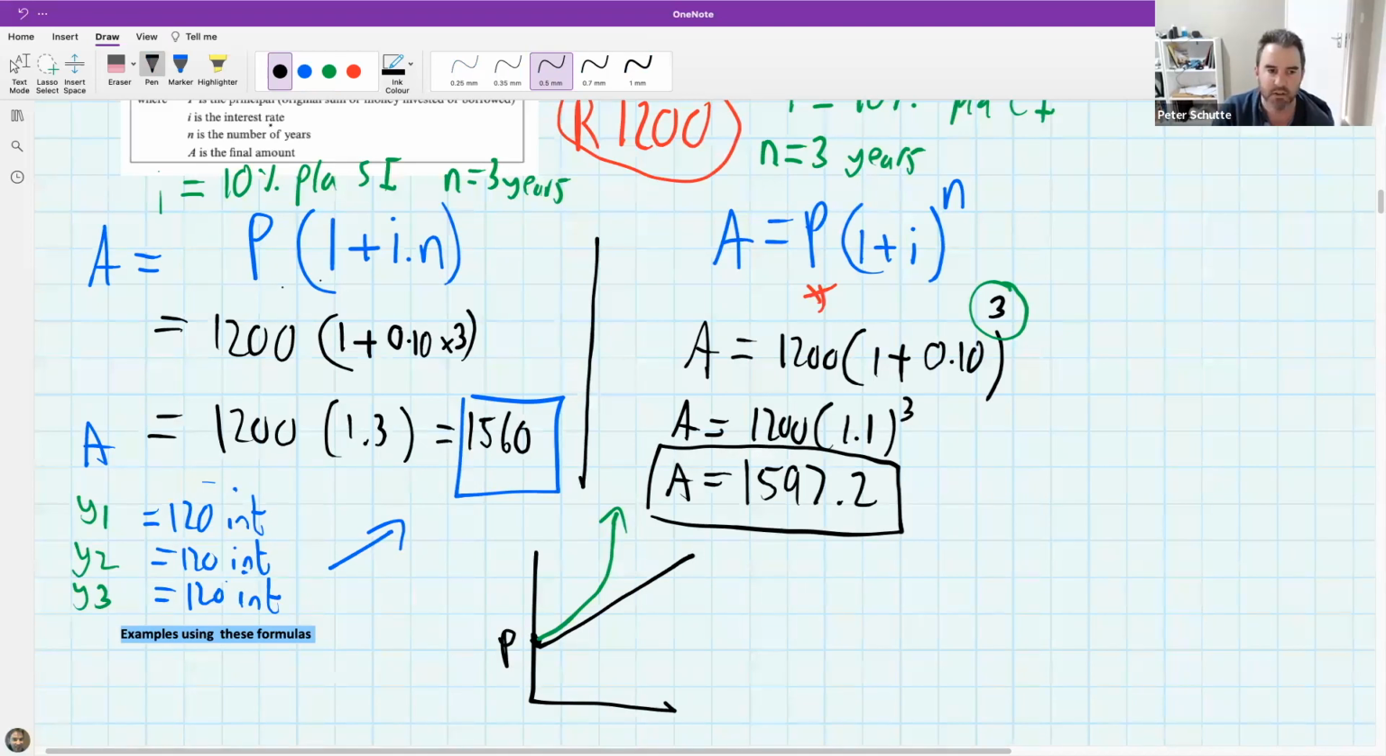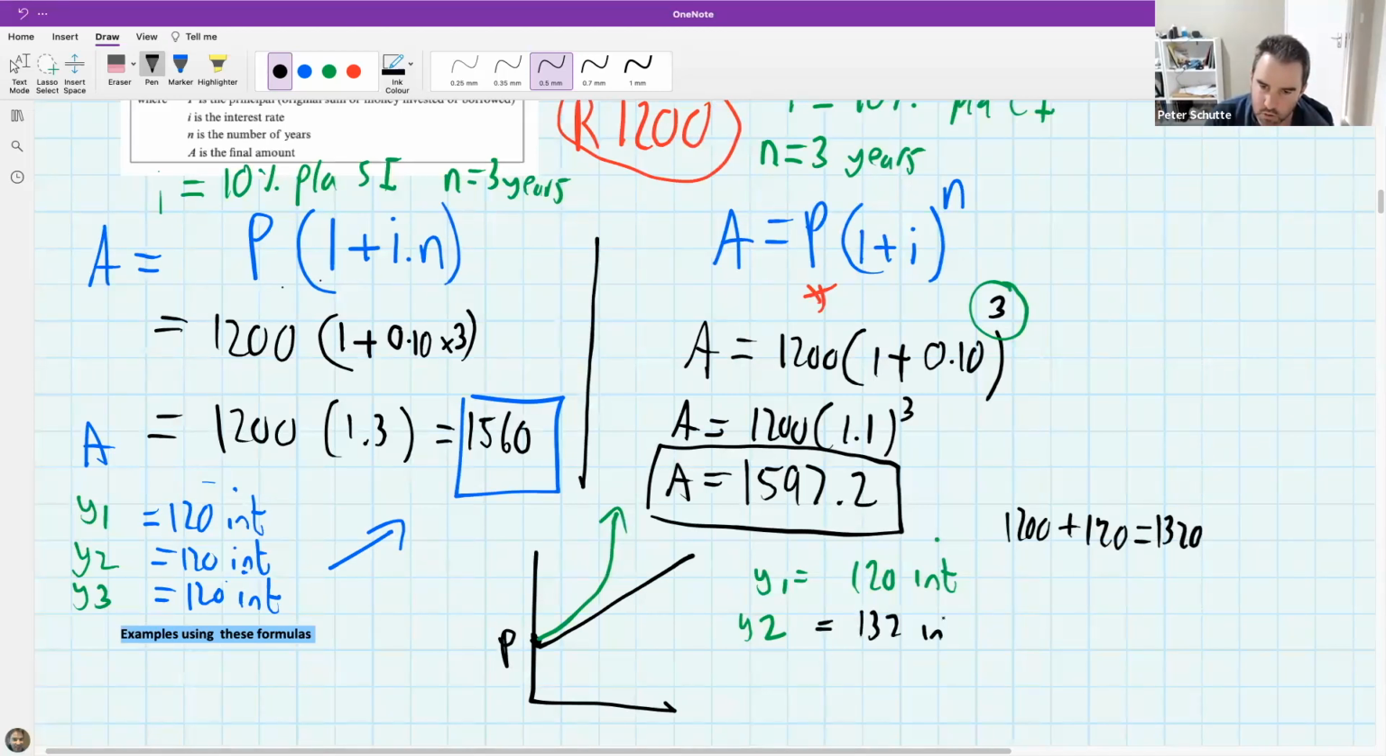But with compound interest, in year 1, I will get 120 Rand interest. But in year 2, I don't get interest on just the 1,200. I get interest on 1,200 and 120, which is how much there is in the bank. And so the interest in my second year is 132. And then in year 3, I get interest on all the interest that I have in my bank account, which is going to be, let me move this out of the way. What do we get?